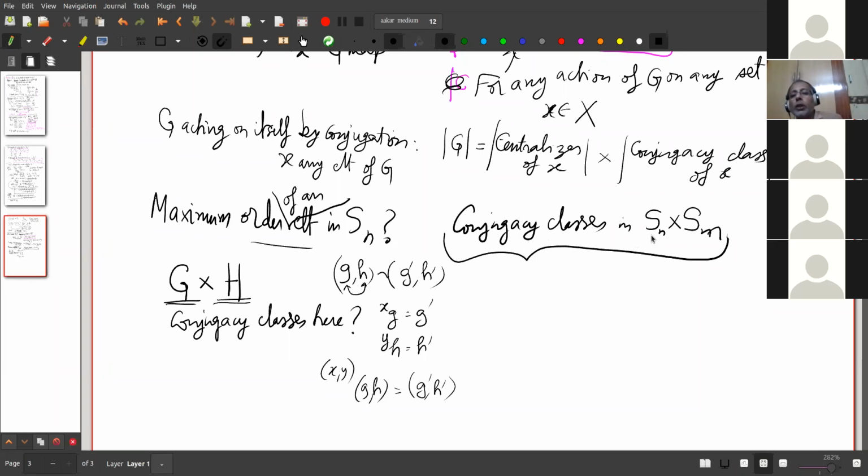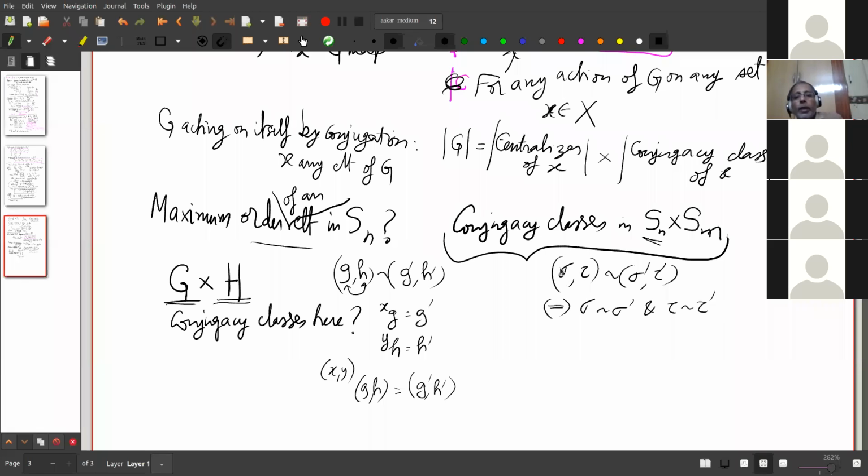So you can work out conjugacy classes in S_n cross S_m. If I'm given (sigma, tau), where sigma is a permutation of n and tau is a permutation of m, and another one (sigma', tau'), this is conjugate to this if and only if sigma is conjugate to sigma' and tau is conjugate to tau'. In the permutation group, this means sigma and sigma' have the same cycle type, and tau and tau' have the same cycle type. So that's not so difficult. But that's a very good question.